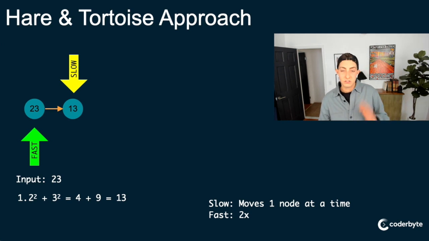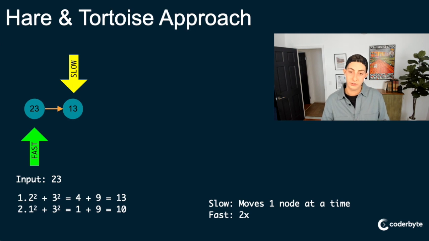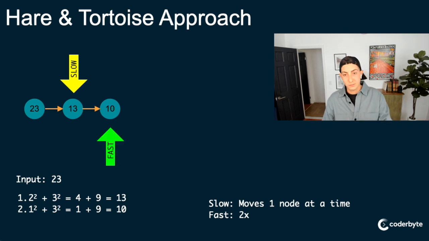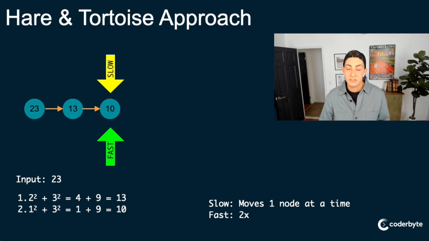So our slow pointer moves one node, so we're at 13. 1 squared plus 3 squared, 1 plus 9 is 10. So we're going to add that node to our linked list. And that's where our fast pointer is going to go, because remember, our fast pointer is moving at 2x speed. So it skips over 13 and goes straight to 10. At this point, we already know what happens. Our slow pointer also iterates, it moves up, and we get 1 squared plus 0 squared, which ultimately equals 1. And we can return true at this point.